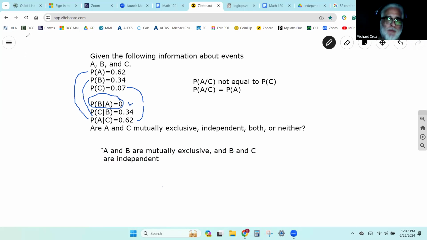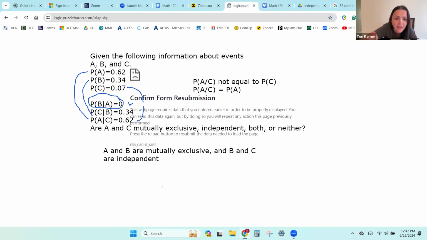Is that a choice? No. So the right choice is A and B are mutually exclusive and A and C are independent. Oh, I have B and C are independent. The four choices are right above my last chat. Yeah, I saw it. So A and B.